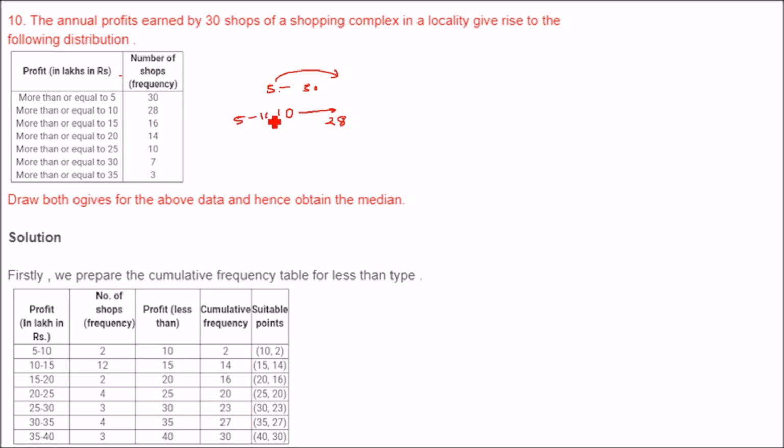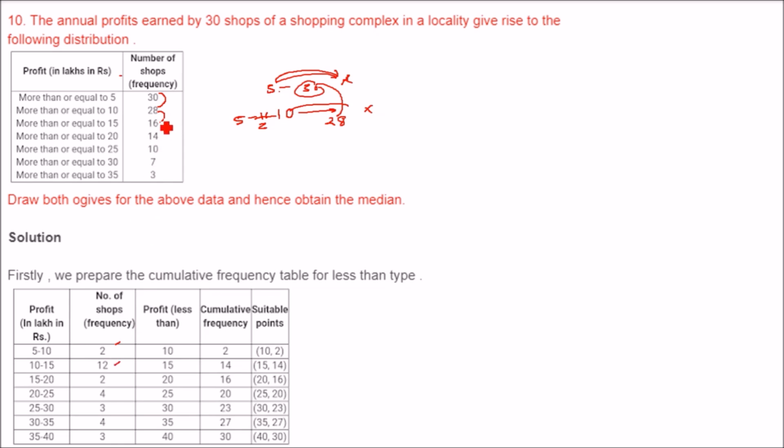But if we want to find out the frequency from 5 to 10, what do we do? From 5 to this point, say x point, is 30, and now 10 to x point is 28. That means this must be 2, that is 30 minus 28. So this is what we have done.